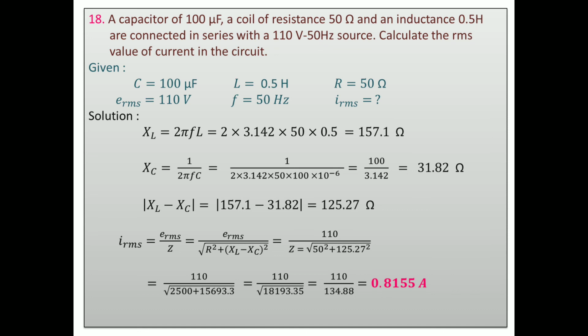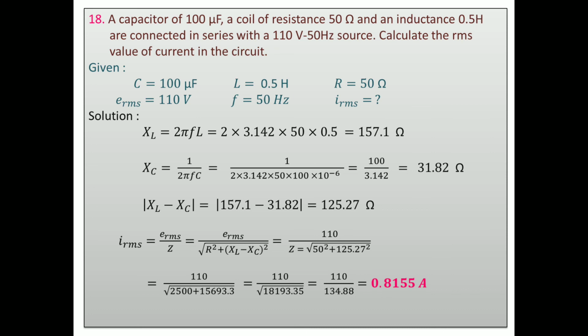Then first you calculate XL, the inductive reactance, 2 pi FL, 2 into 3.142 into 50 into 0.5. After calculations, 2 into 0.5 is 1, 50 into 3.142 is 157.1 ohm. XC equal to 1 upon 2 pi FC, 2 into 3.142 into 50 into 100 into 10 raised to minus 6. Simplifying, you get 100 upon 3.142, 31.82 after calculation.